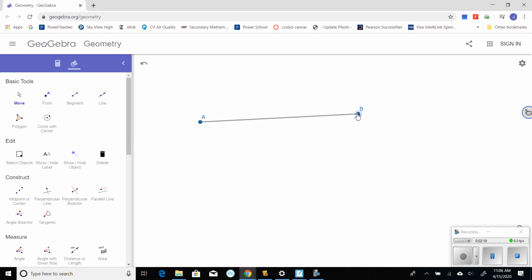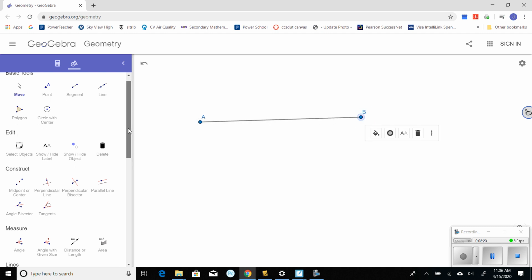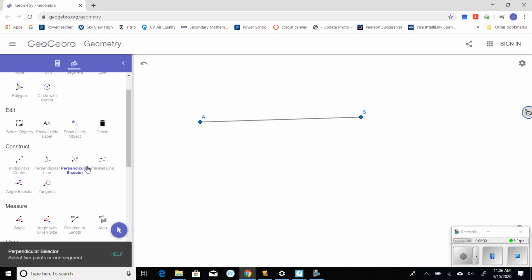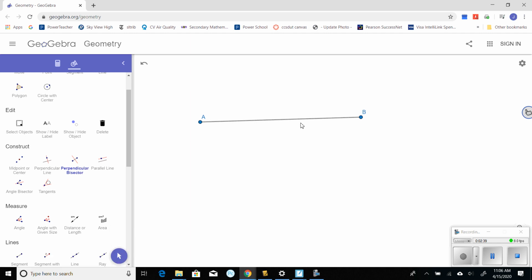And then I want to construct a perpendicular bisector. If you click on that More button, you have these additional menus. One of them says there's a perpendicular line. This one says a perpendicular bisector. When you click on it, it gives you directions. Down here at the bottom it says select 2 points or 1 segment. So I can either select point A and B, or I can just click on the segment in between, and it will construct that perpendicular bisector.